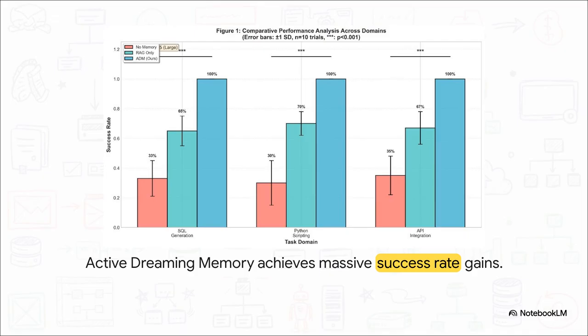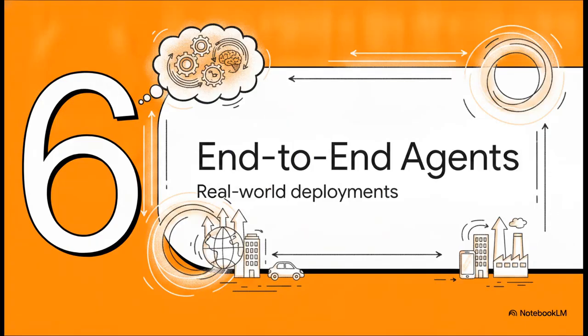And the empirical data proves this works incredibly well. When tested across complex domains like SQL generation, Python scripting, and API integration, agents equipped with this active dreaming memory hit near 100% success rates. This consolidation mechanism completely blows baseline models and standard RAG setups out of the water. Finally, let's bring the whole shebang together in Section 6, Building End-to-End Agents and Deploying Real-World Agentic Systems.